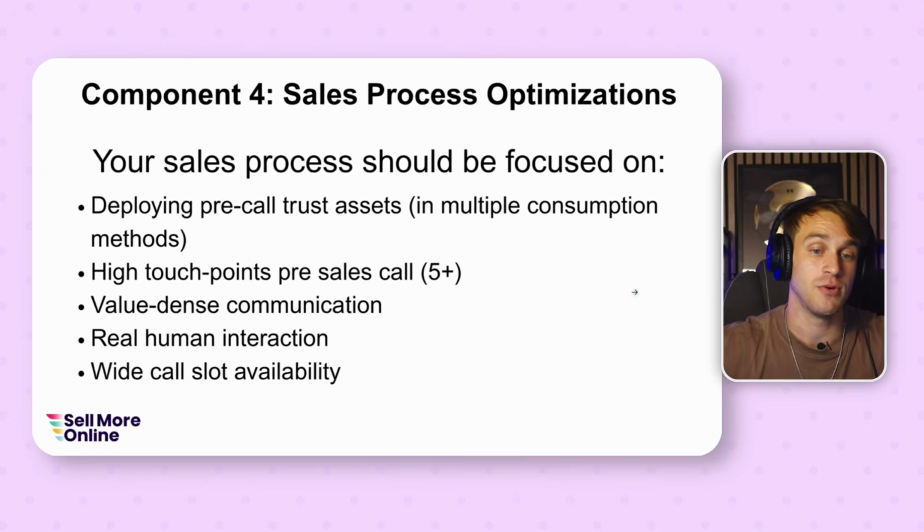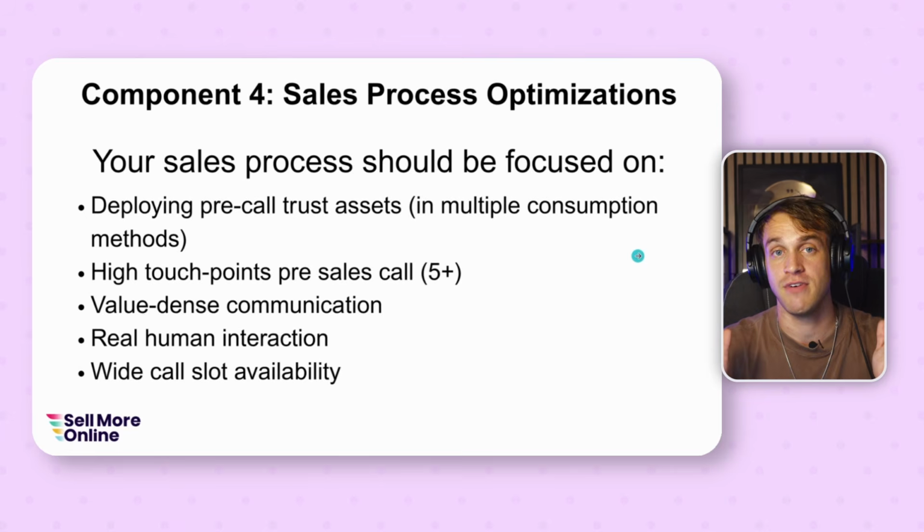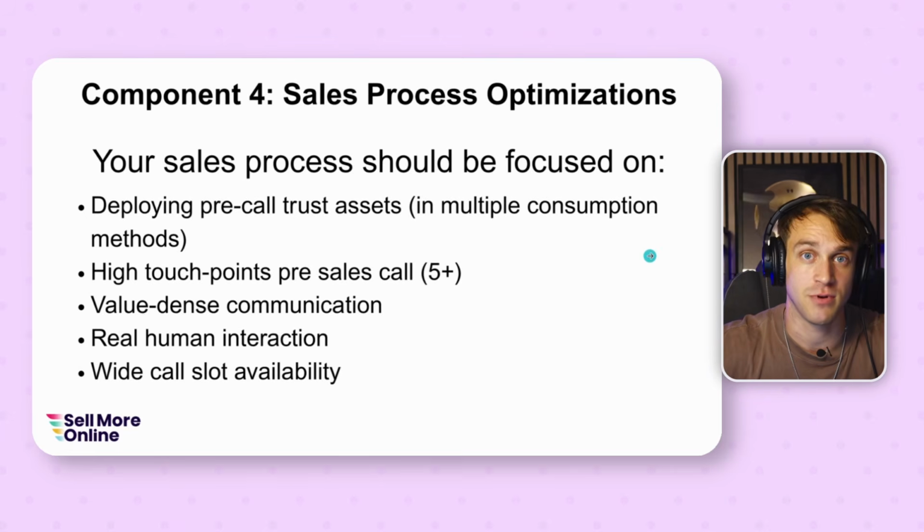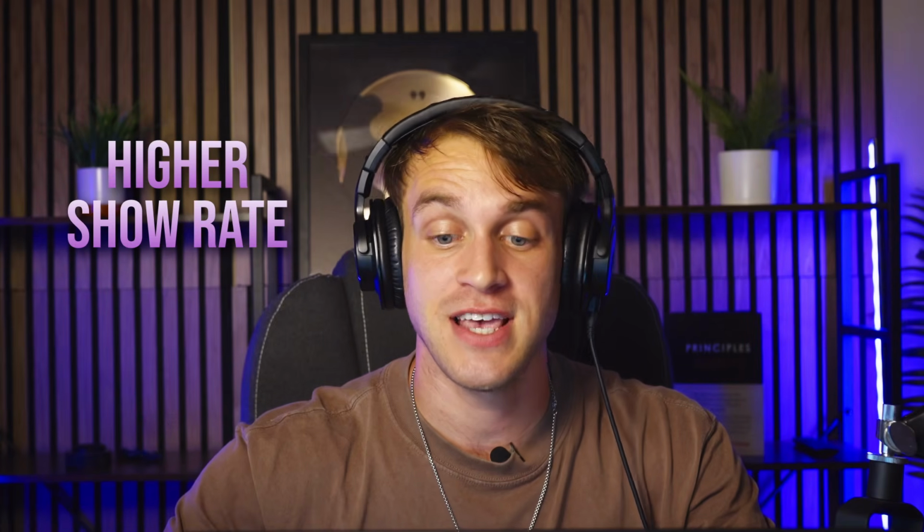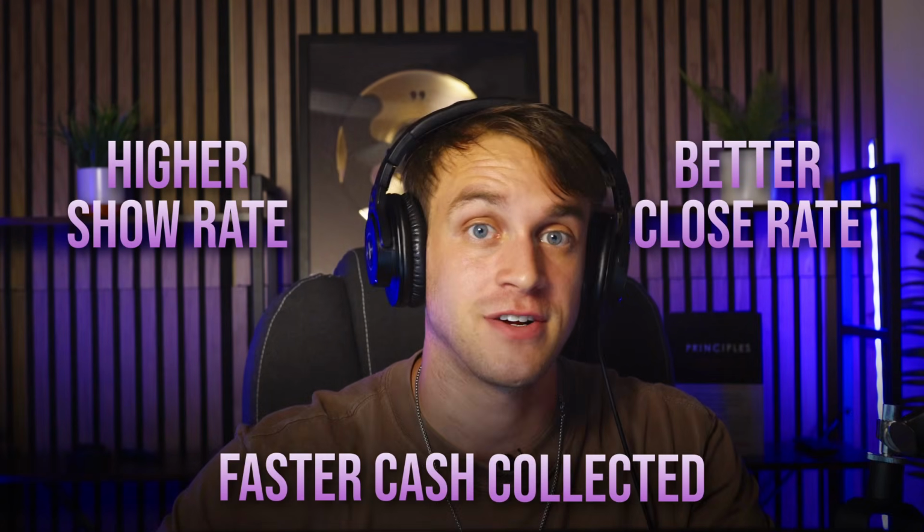So you should also, by the way, in your sales process, have wide call slot availability. The wider the availability, the lower your effective cost per call essentially will be. There's more convenient slots for the next prospect to book in on. And if you tie all of these things together, you're gonna have higher show rates and better close rates and also faster cash collected, so you can funnel it back into ads quicker.